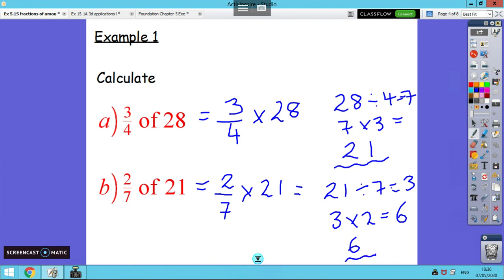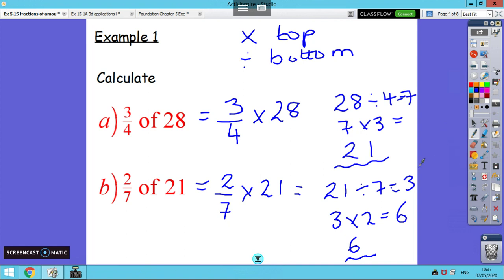So a way you could remember to do this is you times by the top and divide by the bottom. Okay, that's a way that you can always remember to do it. And it doesn't actually matter which way around you do it, whether you decided to times by the top first, then divide, or divide by the bottom and then times by the top. You'll always get the same answer, the right answer.